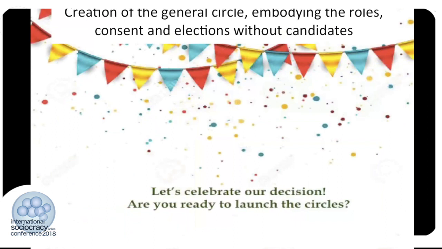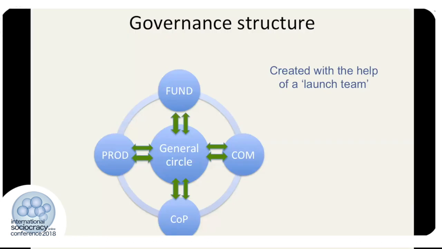While this is going on, of course, the transition to sociocracy within the association is also going on, and we've created the general circle. Everyone is ready to create the different circles. So really, the action research is happening while the circles are being created, and it's a lot of activity at once. This is the structure, just for information. This is the structure that we came up with. We have a general circle, and we have 4 circles that take care of communication, funding, and producing the materials for teachers and educators that we produce. And one that is the community of practice.